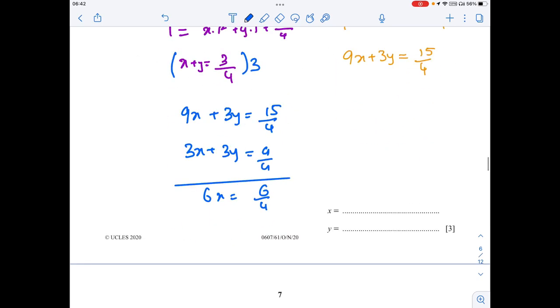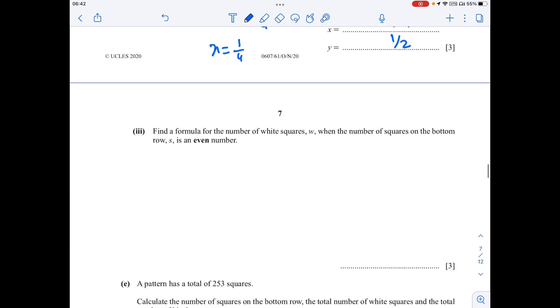6x equals 6 upon 4, so x equals 1 upon 4. Once I get x equals 1 upon 4, 1 upon 4 plus y equals 3 upon 4, so y equals 2 upon 4, which is 1 upon 2. So the answer is 1 upon 4, 1 upon 2.